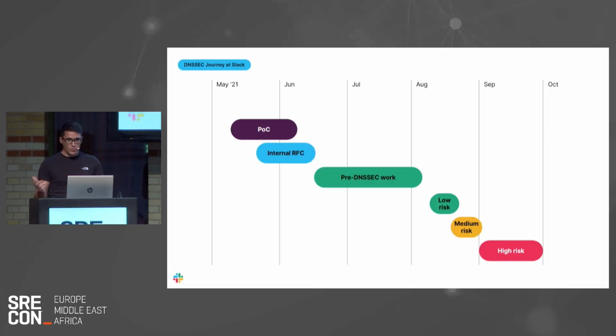So back in May 2021, we started off by doing a proof of concept. In here, we replicated most of the DNS use cases we had in our zones on a controlled and isolated environment. In this environment, we created multiple tests where we gained knowledge on how to operate DNSSEC, because this was a new thing for us. And then once our proof of concept was completed, we worked on an internal RFC, where we outlined all the necessary work that we had to do prior to enabling DNSSEC on all Slack domains.